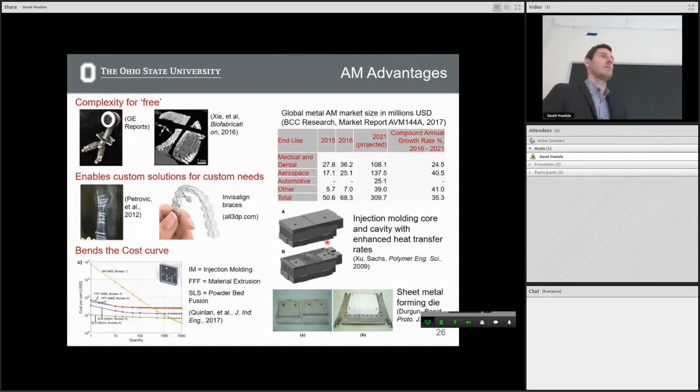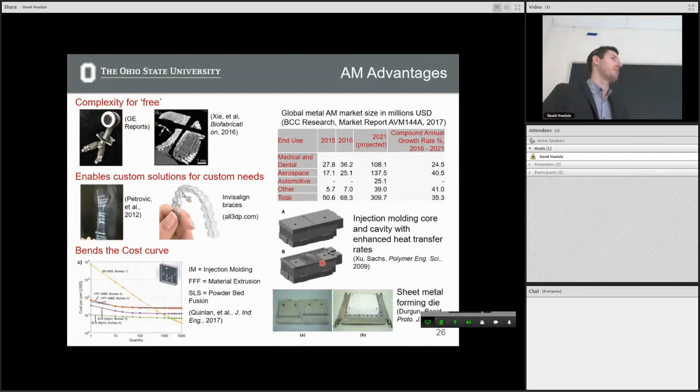That's low volume production. These are actually fairly complex parts. I don't know if anyone has seen injection molding before, but they have a lot of moving parts in them and internal cooling channels. They're really complex pieces, and they cost around $100,000 to make one of these. So the automotive industry can now make their cores and cavities and then use them in a traditional injection molding machine.